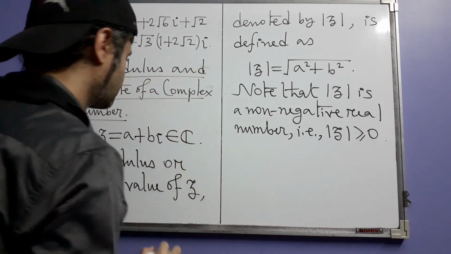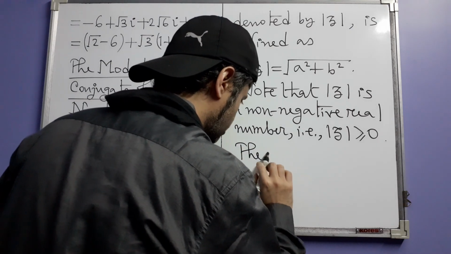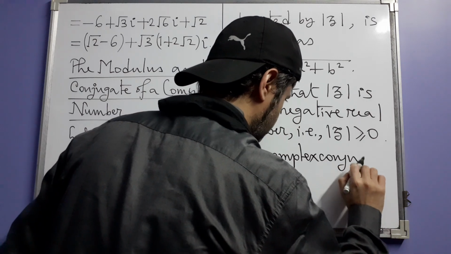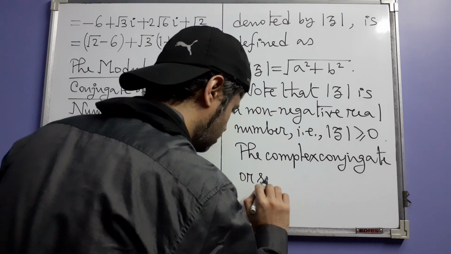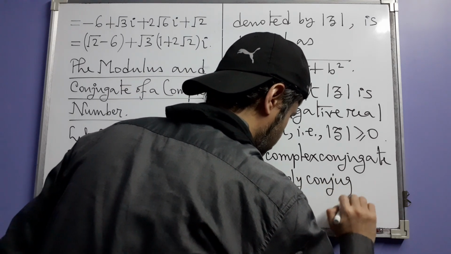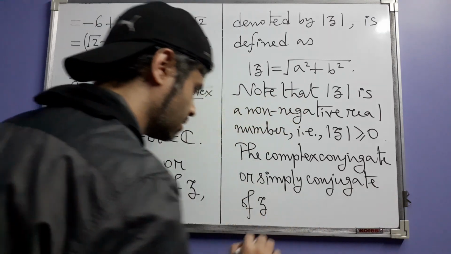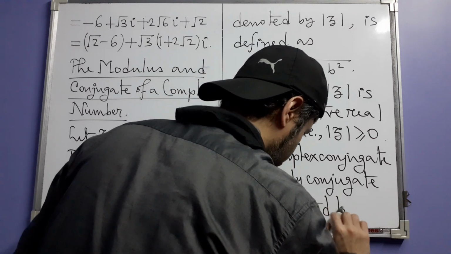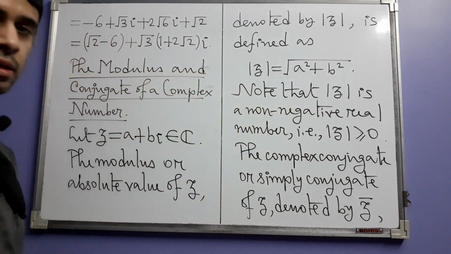And then there is complex conjugate or simply conjugate. The complex conjugate, or simply conjugate, of the complex number z. This one also has a symbol for it. It's denoted by z bar. Over z you put a bar.